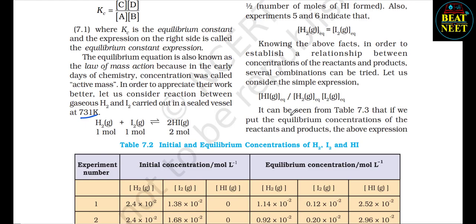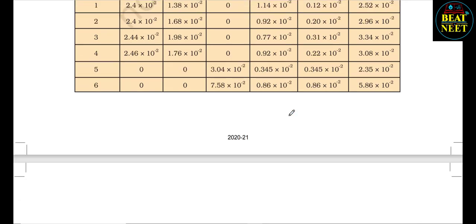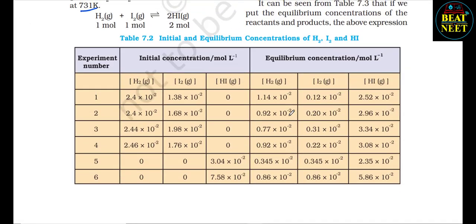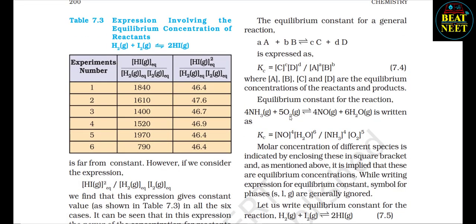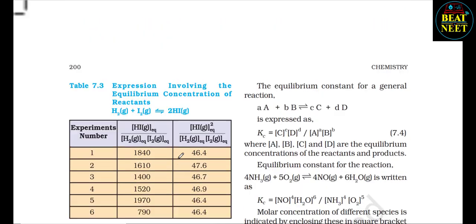It can be seen from table 7.3 that we put in the equilibrium concentrations of the reactants and products in the above expression. Here you can see table 7.2, the initial and equilibrium concentrations of H2 and HI, with different values. And here is table 7.3, the expression involving the equilibrium concentrations of the reactants, that is H2 plus I2 gives 2HI. So here are the different experiments, all 6 experiments, and you can get all the different values.